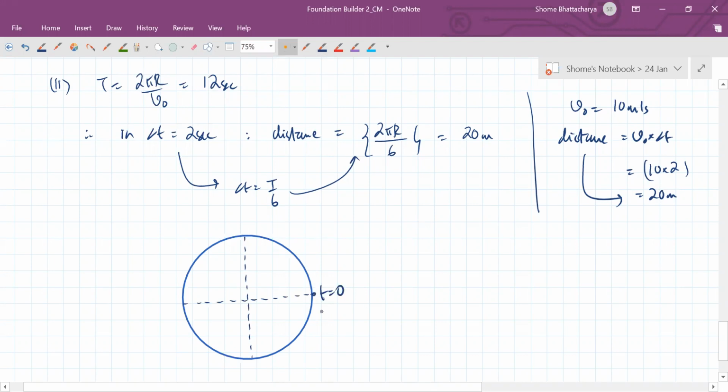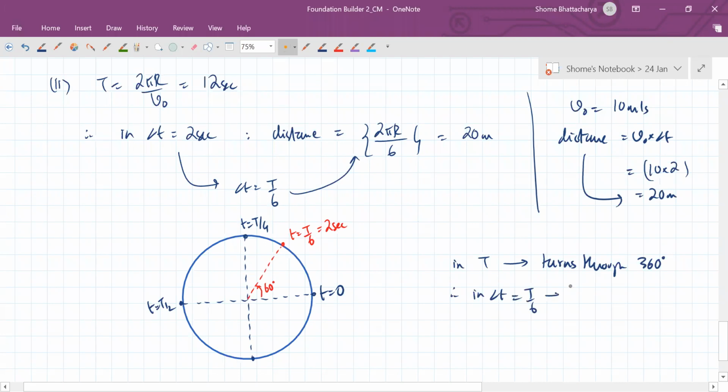Suppose it starts from here at t equal to 0. So it would reach here at 1/4 of the time period. It would reach here at quarter of the time period. But where it would reach at 1/6 of the time period, it would reach over here. Okay. So this angle it would cover would be 60 degrees, because in capital T it turns through 360 degrees. Therefore, in T by 6, it will turn through 360 by 6 or 60 degrees.